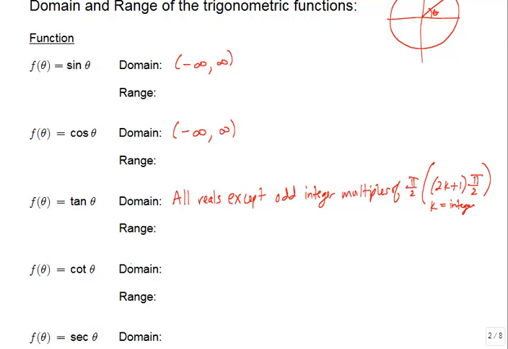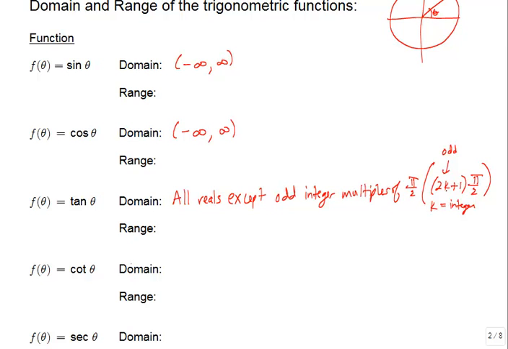So for example, if k was 0, then this would be 1. If k was 1, then this would be 3. If k was 2, then this would be 5. So we're generating all of the odds by this expression 2k plus 1. And if k is negative, then you get all those negative odd numbers. So if k was negative 1, this would be negative 1. If k was negative 2, then this would be negative 3, and so forth.